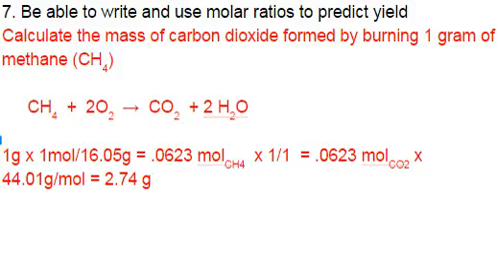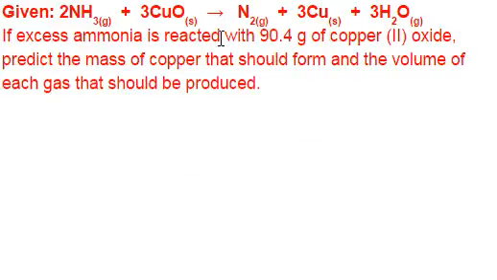The second one says, given 2NH3 + 3CuO yields N2 + 3Cu + 3H2O, so you've got the balanced equation. If excess ammonia, so my limiting reactant is the copper oxide, is reacted with 90.4 grams of copper(II) oxide, predict the mass of copper that should form and the volume of each gas that should be produced. And I need to add here at STP, because you need some conditions to predict the volume. So we'll make it simple.